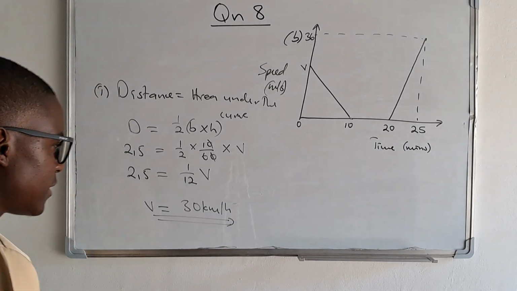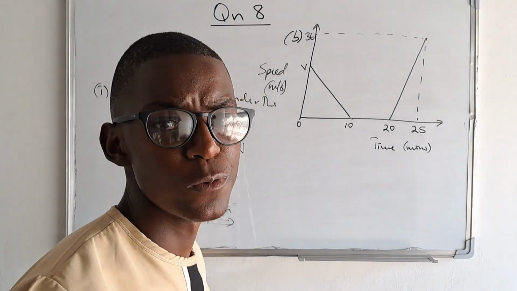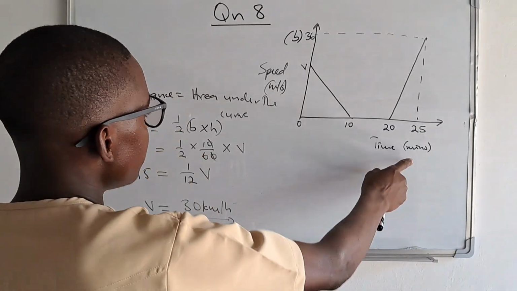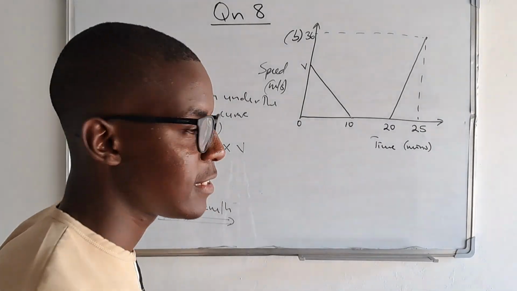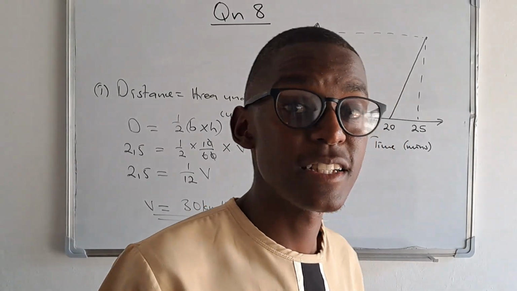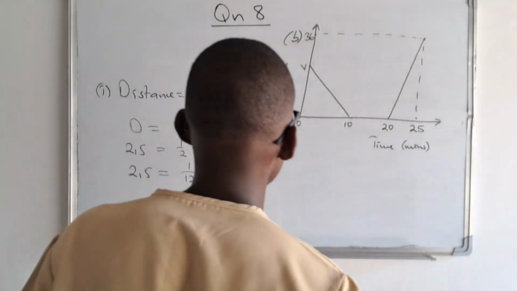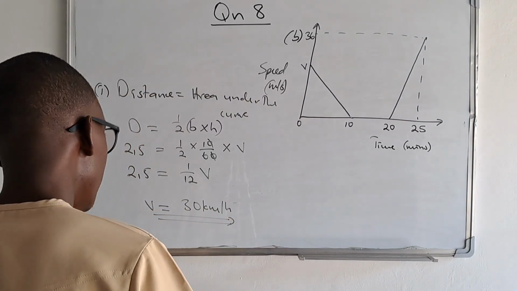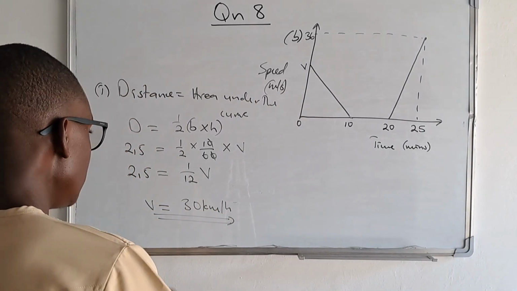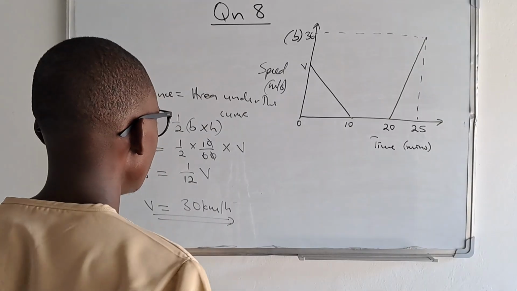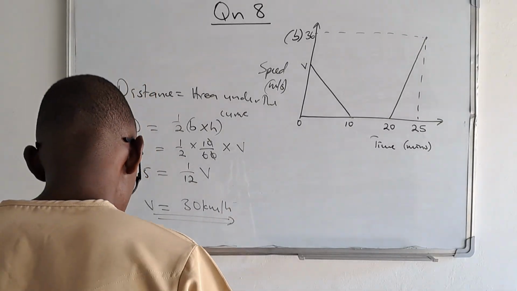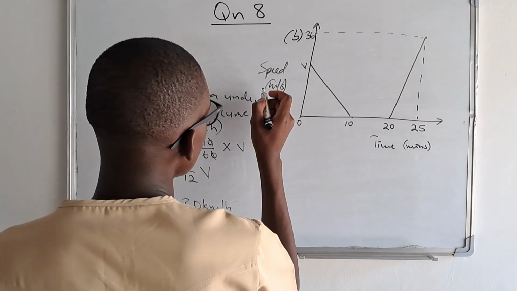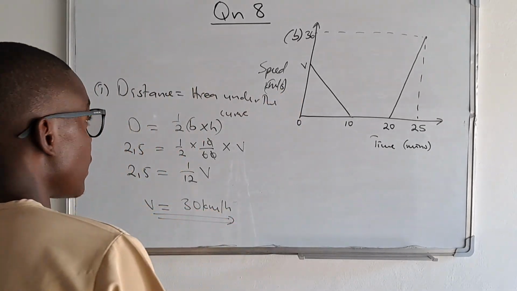Someone may ask, why did you convert to hours? Because we are given minutes. Being given minutes, they want to test you. The examiner wants to test you. If you are asked to find the V and our V is in meters per second and you convert, then you get 30 kilometers per hour. This will be our V. Our V will be 30 kilometers per hour. This is kilometers per hour, not meters per hour.